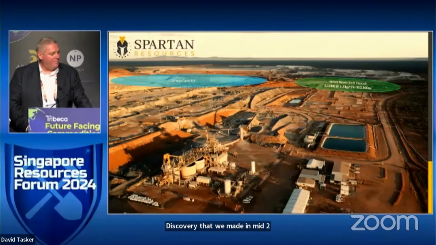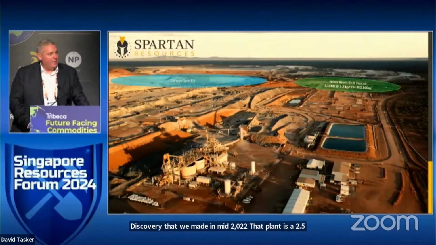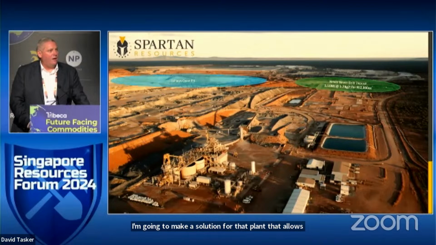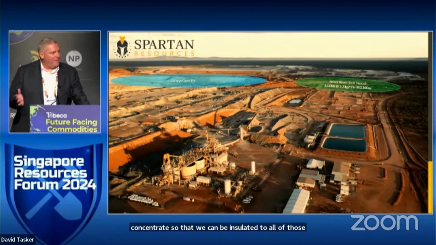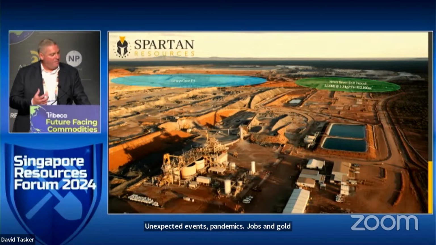That plant is a 2.5 million tonne per annum plant. I'm certainly not going to try and put 2.5 million tonnes of rock in it a year. I'm going to make a solution for that plant that allows us to run a very high-grade, high-margin gold concentrate so that we can be insulated to all of those unexpected events, pandemics, drops in gold price, all kinds of things like that. So for me, I'm about building a company that's sustainable and can produce profitable outcomes for shareholders.